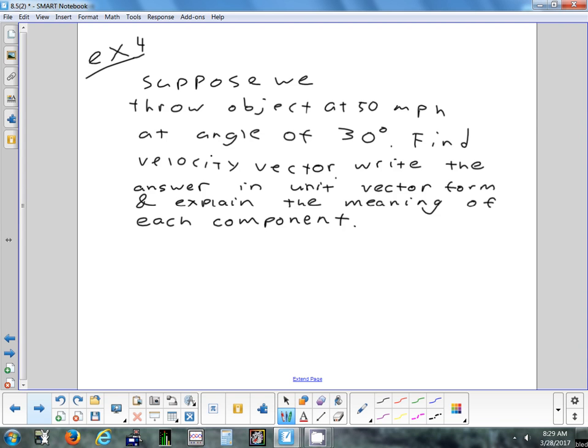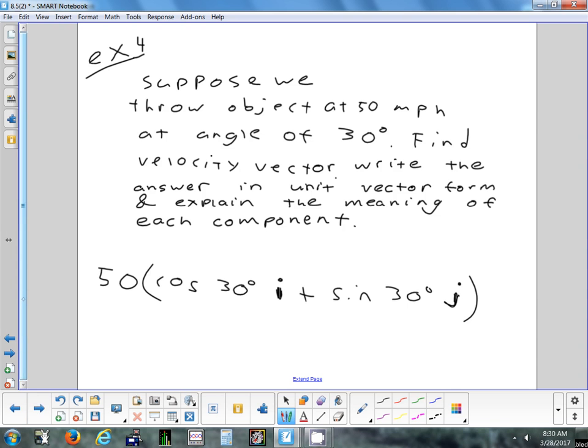Okay, so let's start with our velocity vector. What's the initial speed? Well, once we release it from our hand, 50 miles an hour. So 50 miles an hour times, and then what trig function comes next? Cosine of, what's my angle? 30. And cosine is which component? That's the I, or the horizontal. Plus sine 30 J.